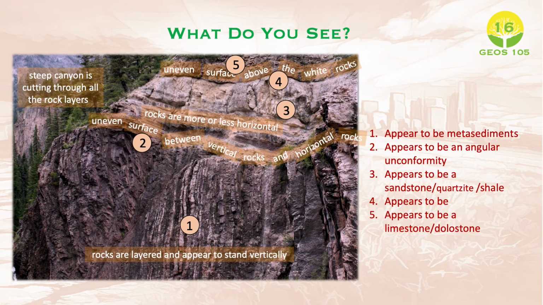As we observe the photograph, we notice the following. The rocks in the lower part are layered and appear to stand vertically. The rocks above the vertical rocks are more or less horizontal. There appears to be an uneven surface between the vertical rocks and the horizontal rocks. There is an uneven surface above the white rocks, the horizontal rocks. Above the uneven surface, the top of the lower horizontal layers appear to be darker in color. A steep canyon, on the left, is cutting through all the rock layers.